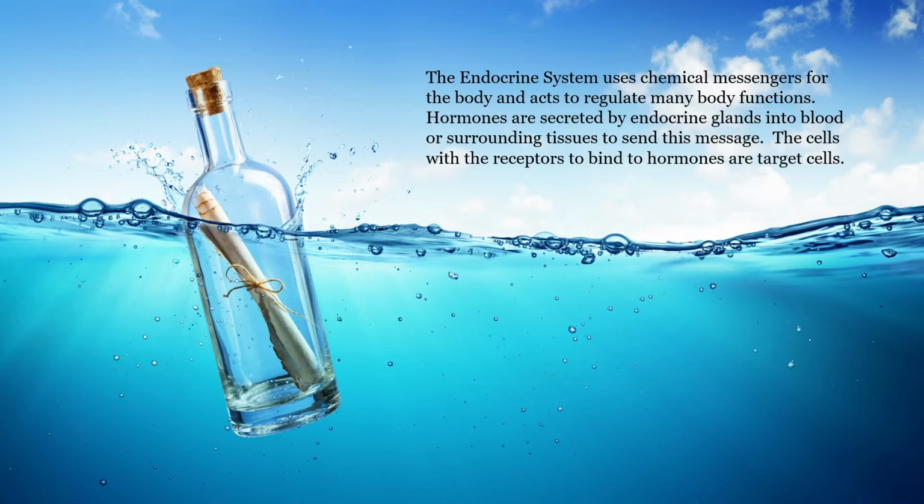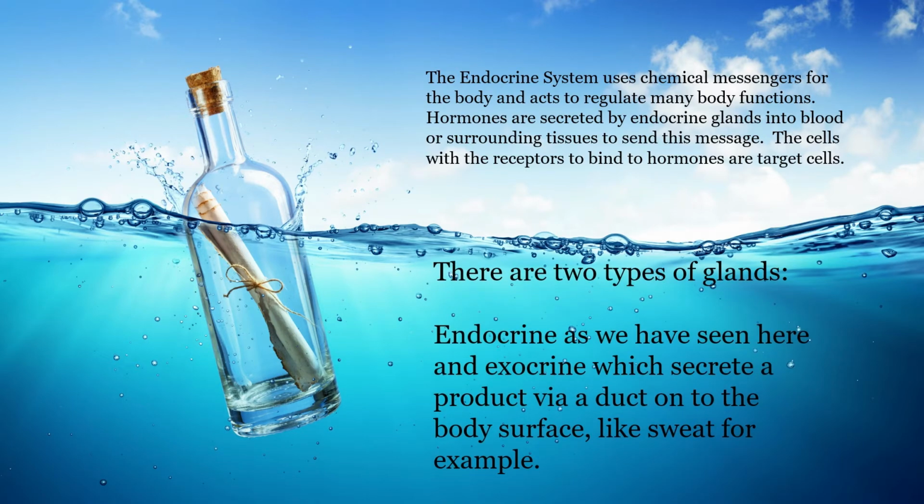Unlike endocrine glands, the other type of gland in the body, called exocrine glands, we talked about in the integumentary system, will secrete a product out of a duct onto the body's surface.